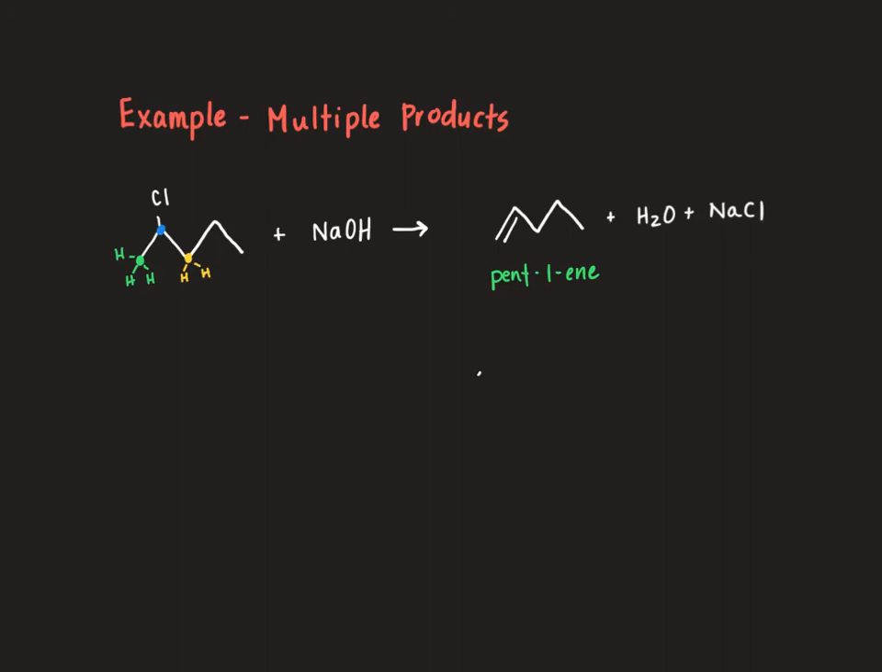If we form a double bond between the blue and the yellow carbon, oops, super great, but that's okay. That double bond will go there. We'll form the same inorganic byproducts. However, this time our compound is going to be called pent-2-ene. So same reaction, however, 2 possible products.